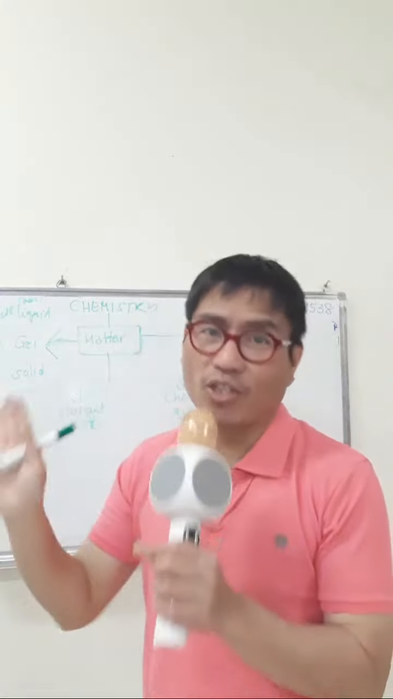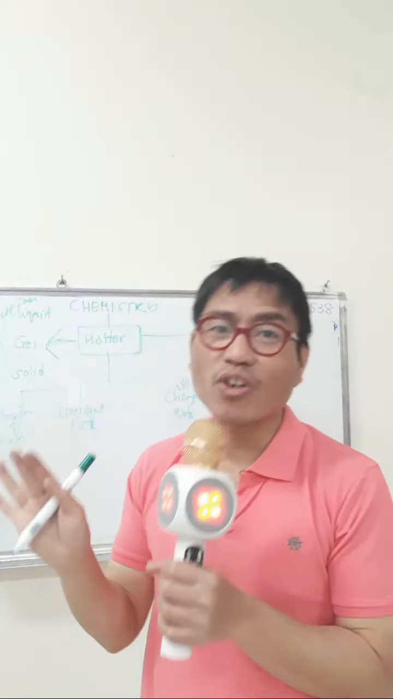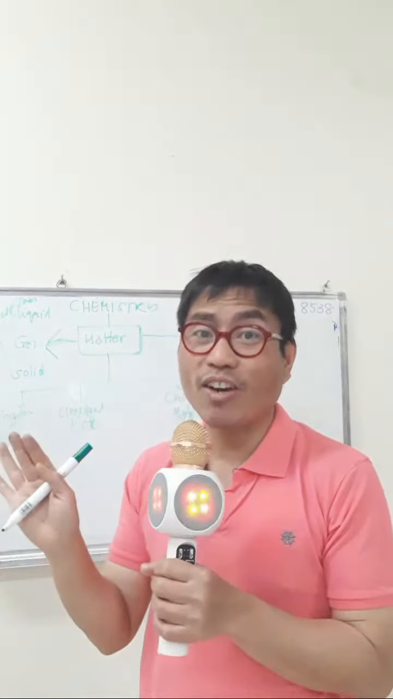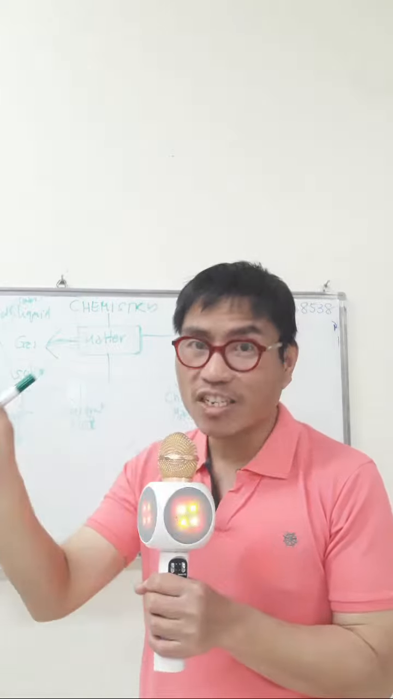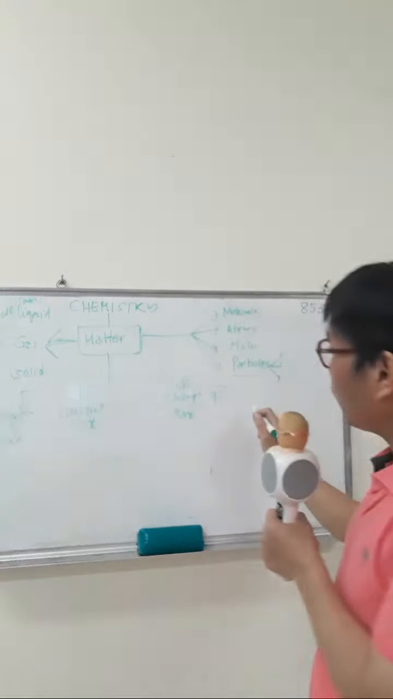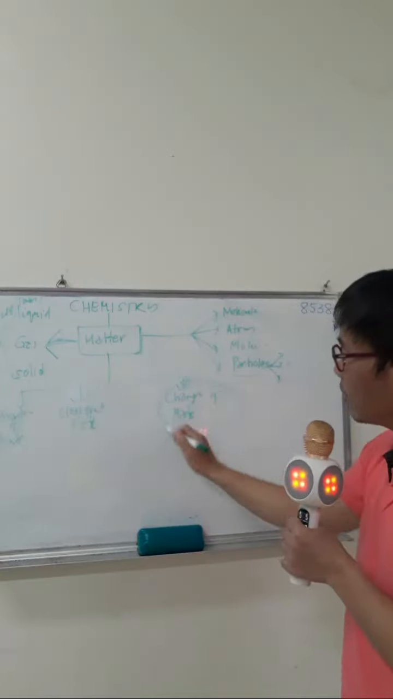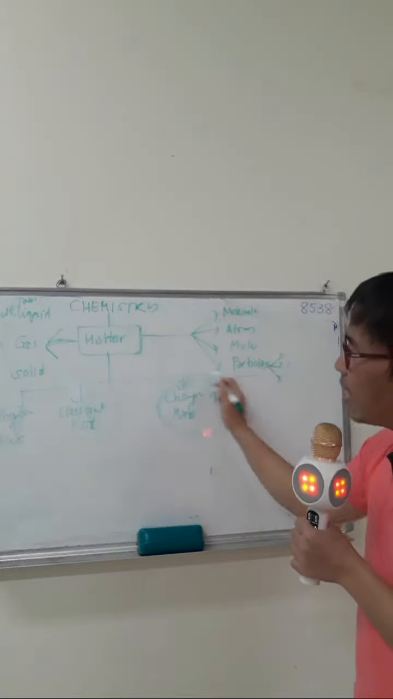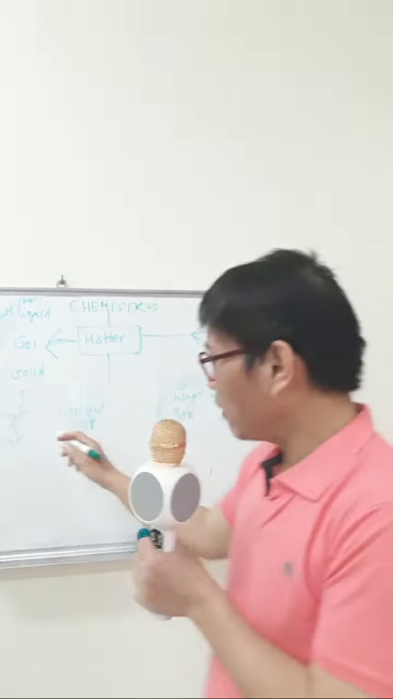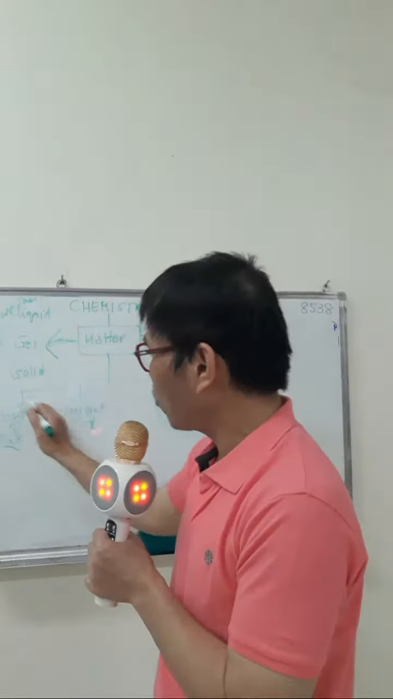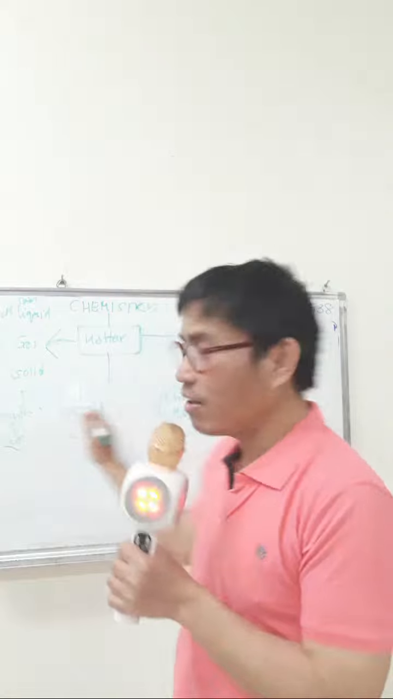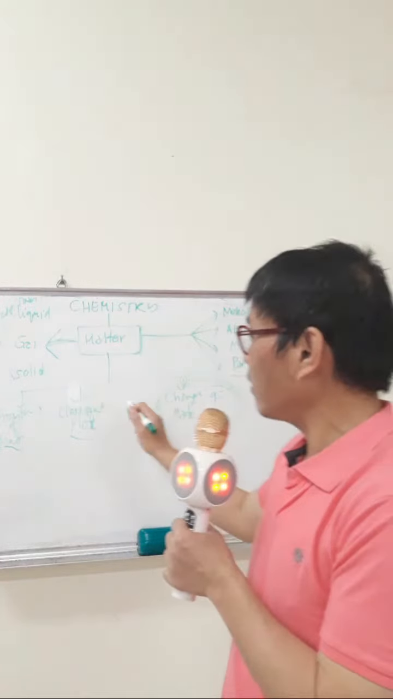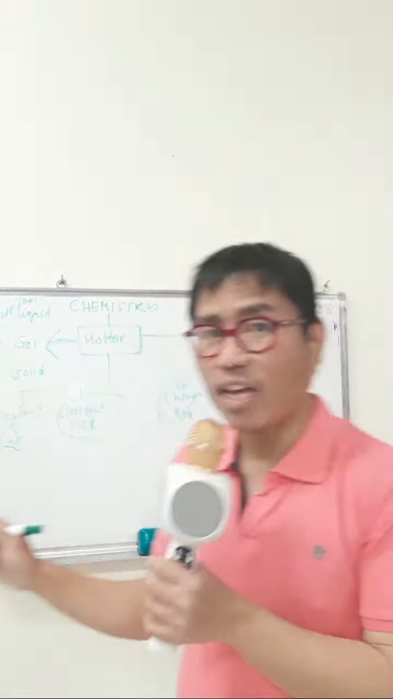Because chemistry, again and again, is a branch of science that deals with the study of matter and the changes it undergoes. Meaning we will focus here, and the calculations are here also, a lot of problem solving. The properties of matter and the classification of matter are more on theories and concepts, not really requiring a lot of problem solving and calculations.